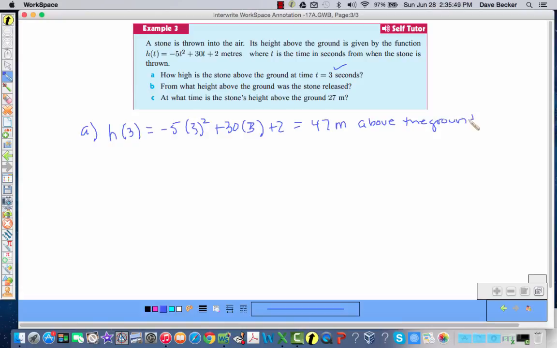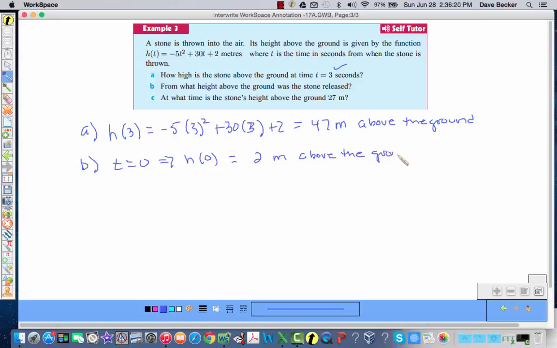Very nice, very easy. B, from what height above the ground was the stone released? Well, the stone was released when time was equal to 0 seconds. So that implies I need to find h of 0. And if you look here, 0 gets rid of this term and this term. So that's going to be 2 meters above the ground, right at the very start.